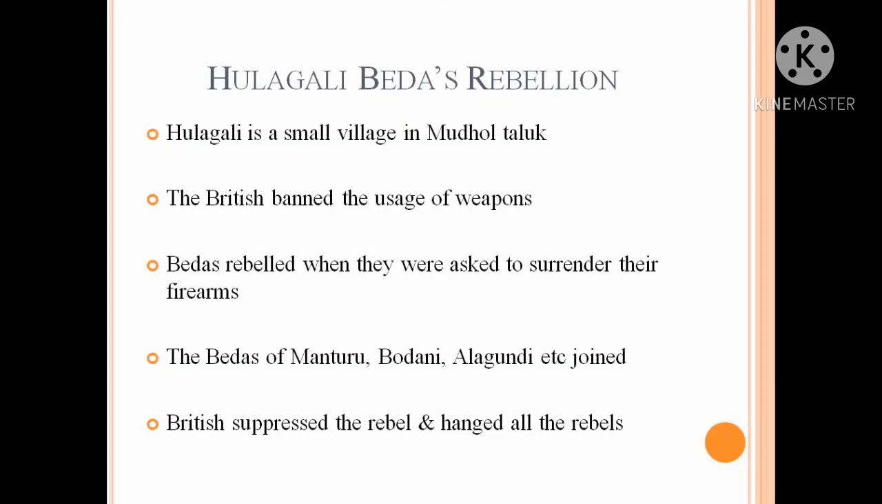For Bedas, for hunting, they need weapons. The Bedas rebelled when they were asked to surrender their firearms. And the Bedas of Manturu, Bodani and Alagundi, etc. joined hands with Halagali. And the British army suppressed the rebellion and hanged all the rebels. Nearly 500 Bedas fought against the British. So this is about the Halagali Bedas Rebellion, a very important one.